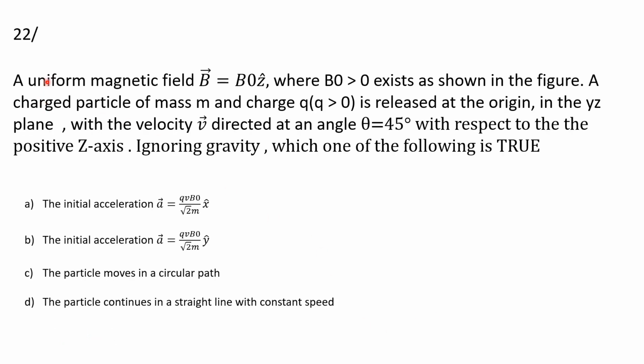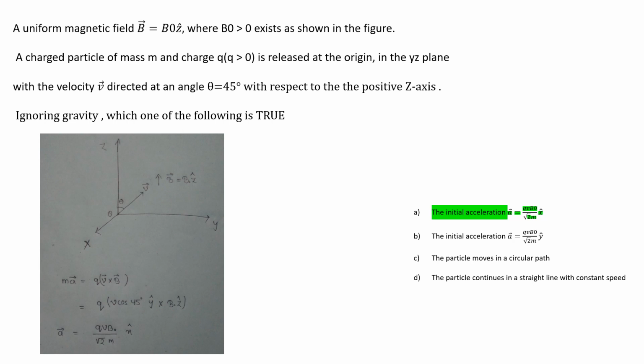Then, a uniform magnetic field B equal to B naught z cap, where B naught is greater than 0, exists as shown in the figure. A charged particle of mass m and charge q is released at the origin in the yz plane with velocity v directed at an angle theta equal to 45 degrees with respect to the positive z-axis. Ignoring gravity, which one of the following is true? And here you can see the options, and this is the diagram that is given in the question.